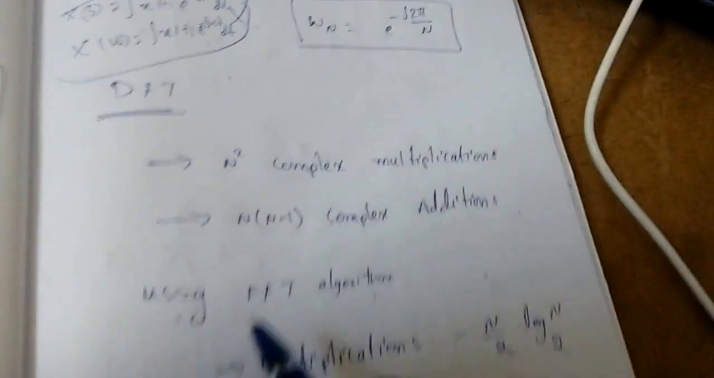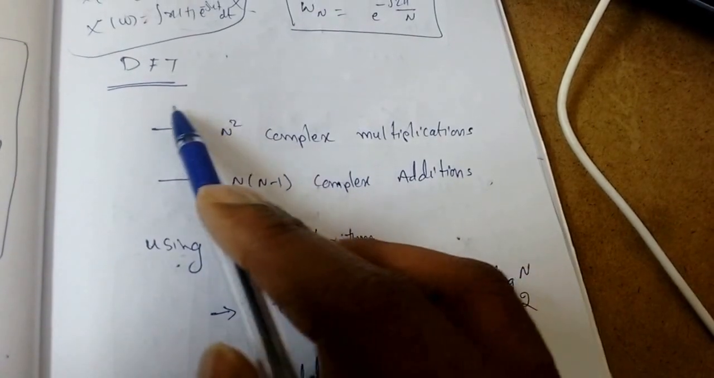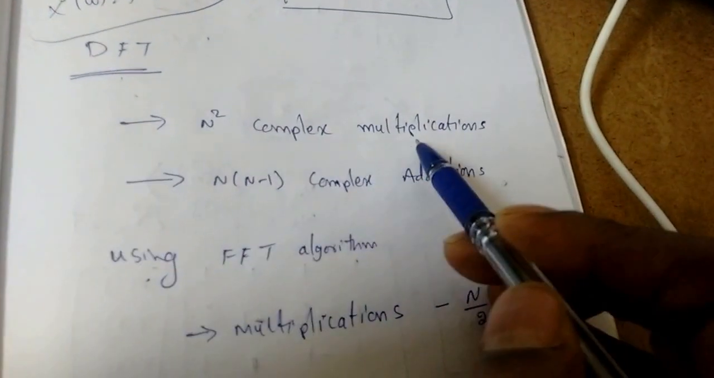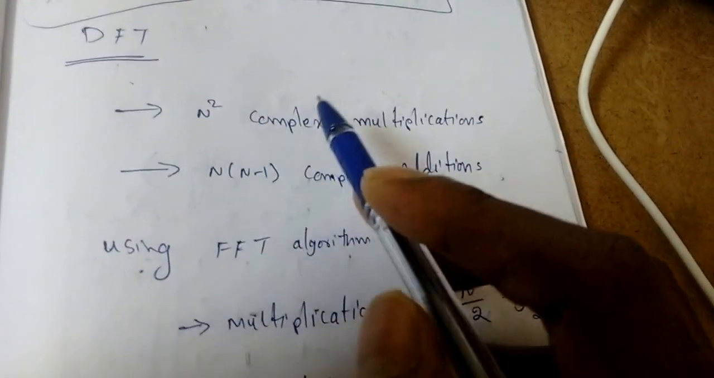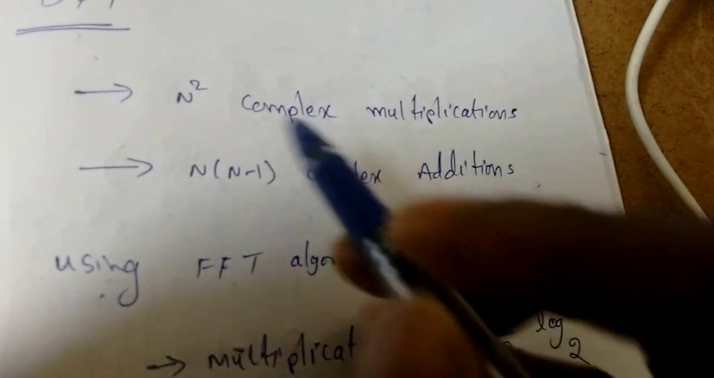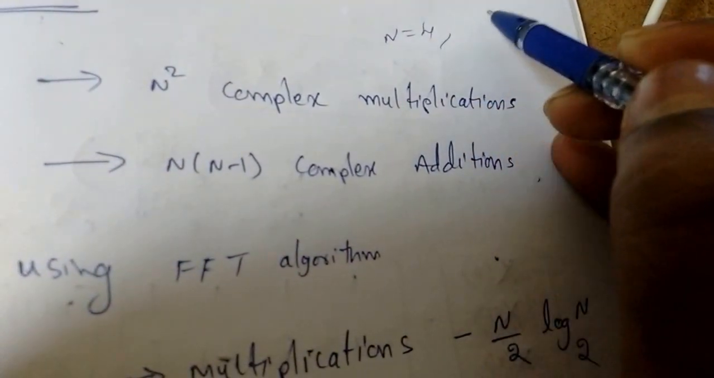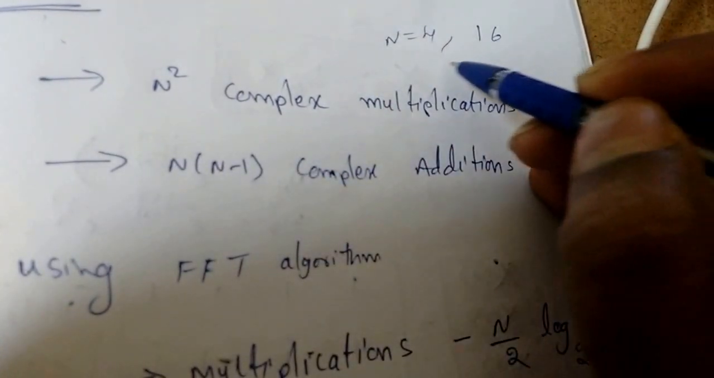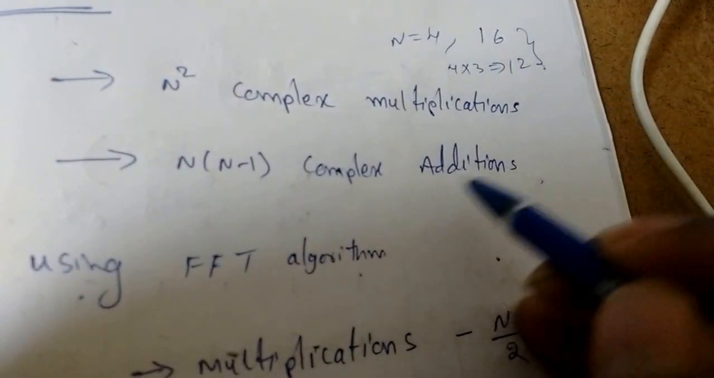Next, two more points. Remember, sometimes they ask: to find a DFT we need N square complex multiplications. N here is the length, or we can say generally the period also. Complex multiplications required is N square. That is, if N is equal to 4, we need 4 square, that is 16 multiplications, and N into N minus 1, so 4 into 3, 12 additions are required.